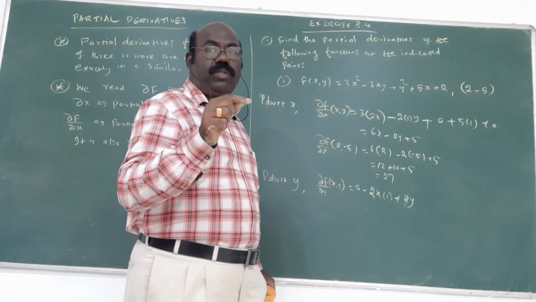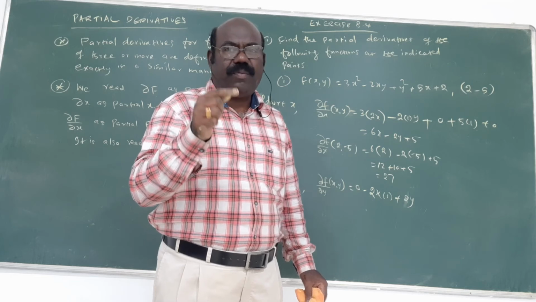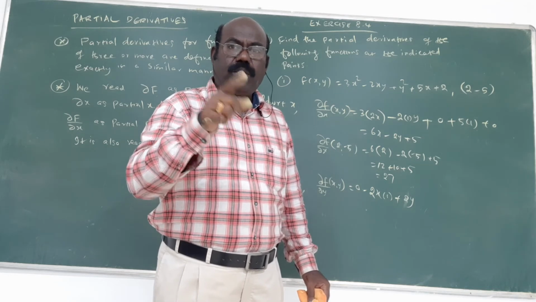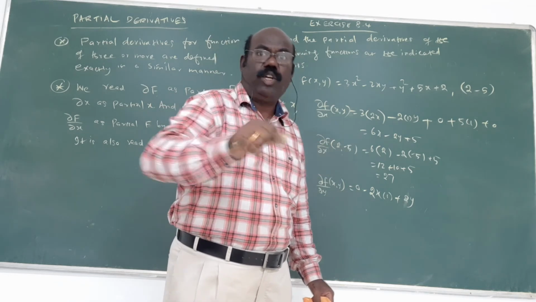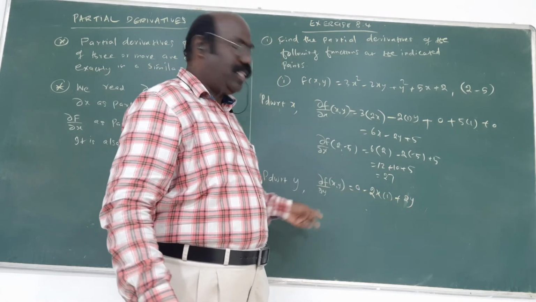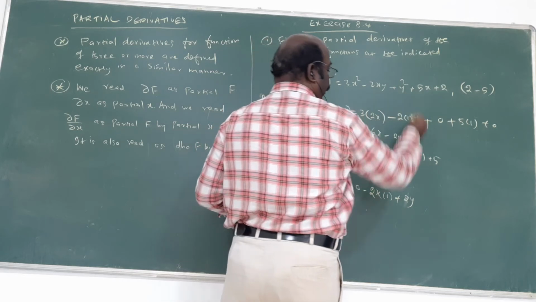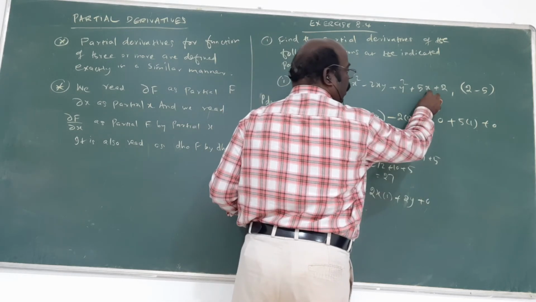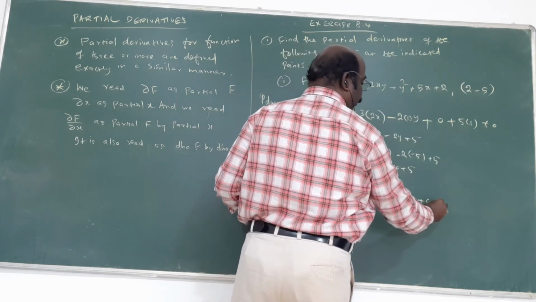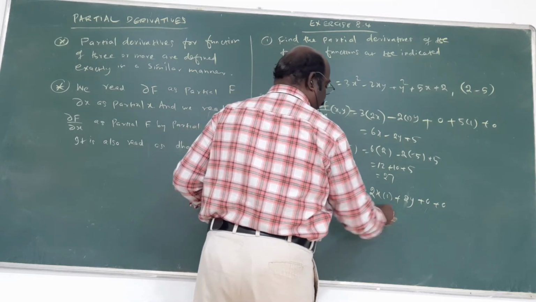Let me say, y squared differentiated with respect to x means y squared becomes 2y divided by x. But here y squared is with respect to y only, that's why 2y only will come. Next, plus 5x is 0 because there is no x or y variable. Plus 0. The simplification is: minus 2x minus 1 plus 2.